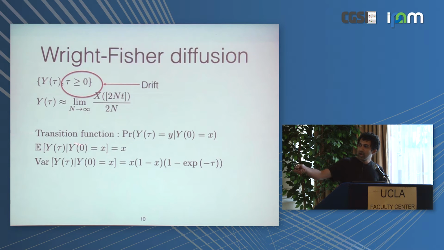And of course, now you can also compute the expectation and the variance of the allele frequency as a function of time. Here we see the expectation is unchanged with time. So this is analogous to the discrete time case. And again, the variance has the same dependence on x, and it has a dependence on time, which increases as tau goes to infinity. Okay.